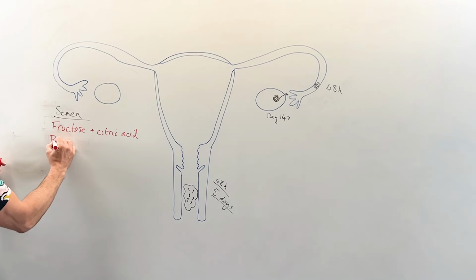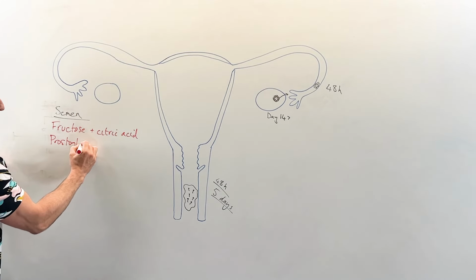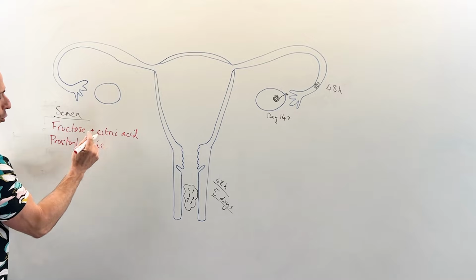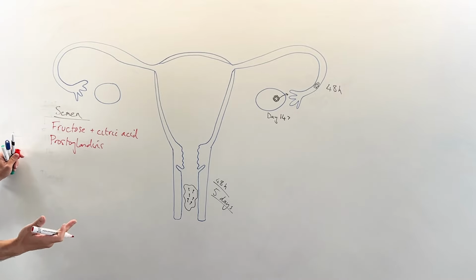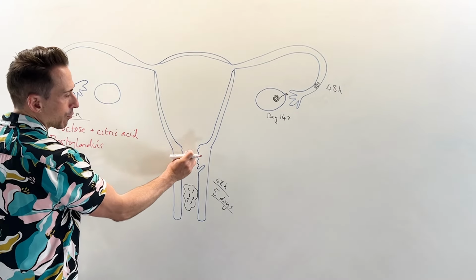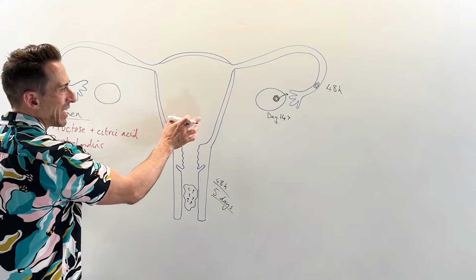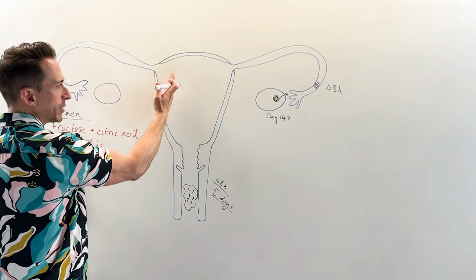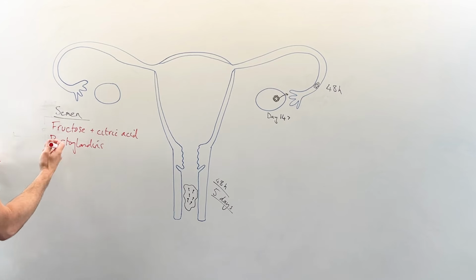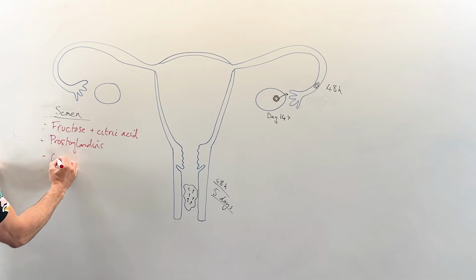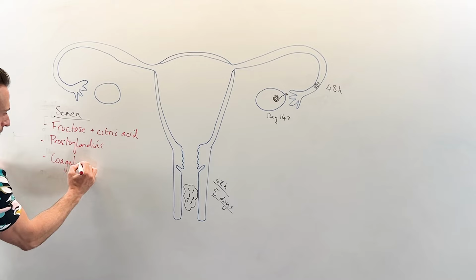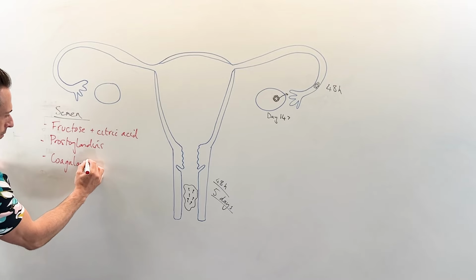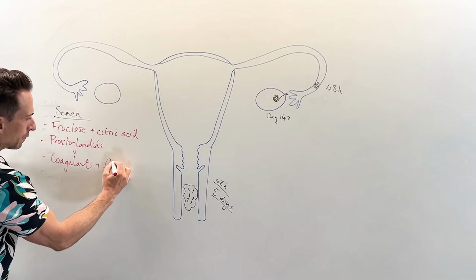It contains prostaglandins. These prostaglandins are important because they aid in the motility of the sperm, but they also help break through some of the mucus of the cervix and irritate the uterus and uterine tubes to help reverse peristalsis, to push that sperm through. So it contains prostaglandins. It contains coagulants, and things like fibrinogen.